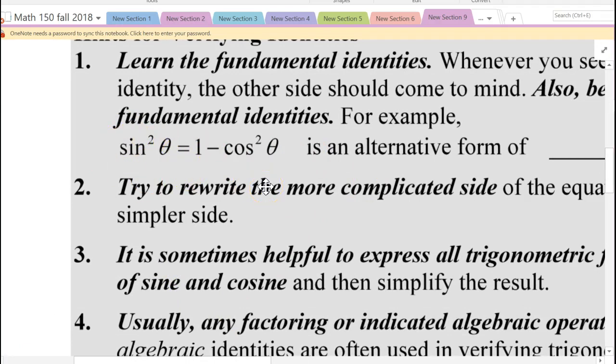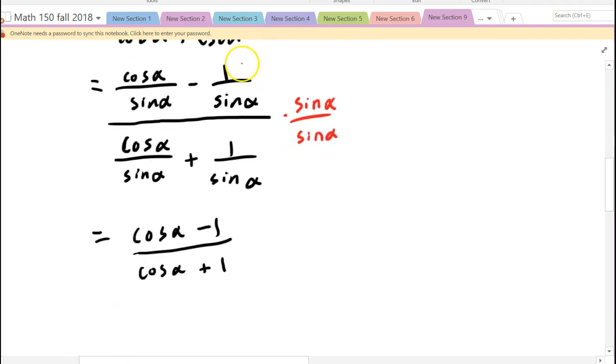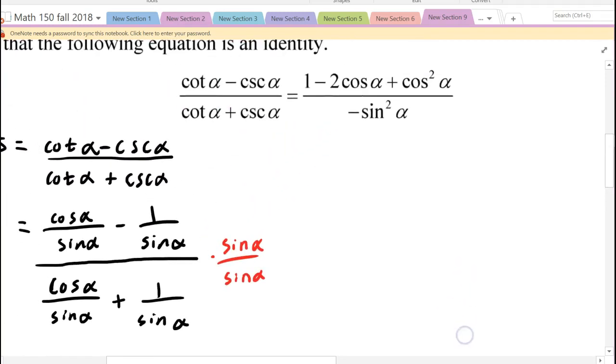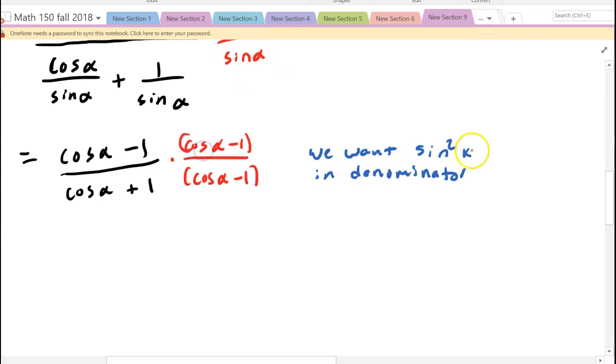So in the one that we are proving, if I want to look at the denominator of this one, it's negative sine squared, but we can work around that. There's ways around that. But for now, how can I get the sine squared? Well, I can get sine squared if I multiply by the conjugate of this, right? Okay, let's do that. So cosine alpha minus 1.